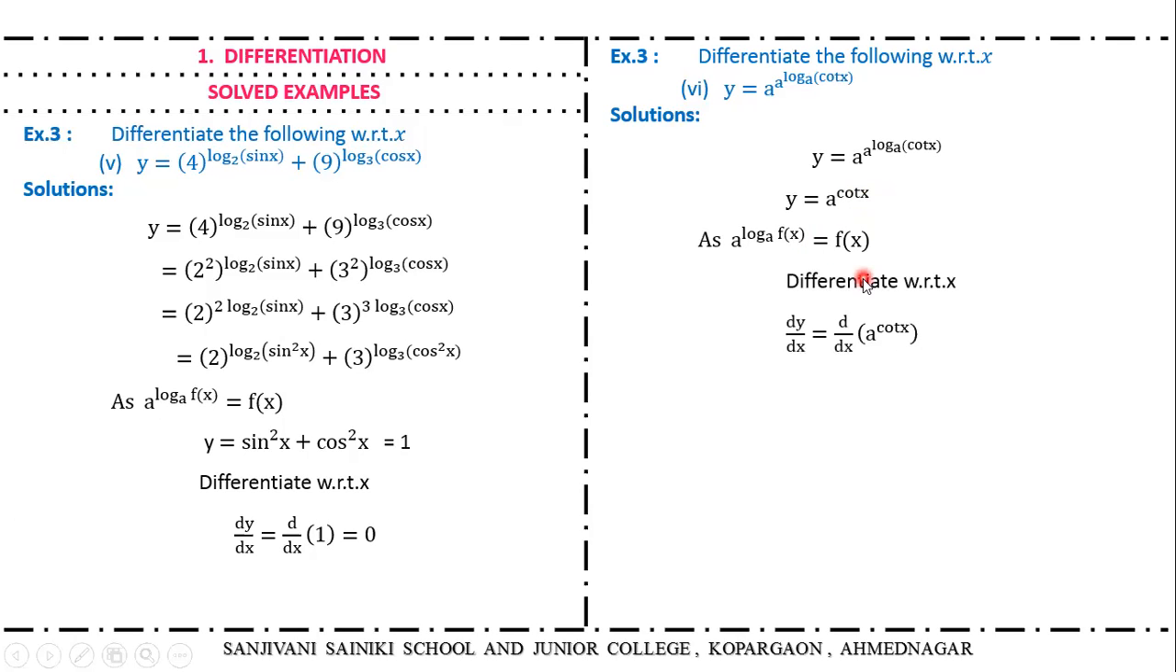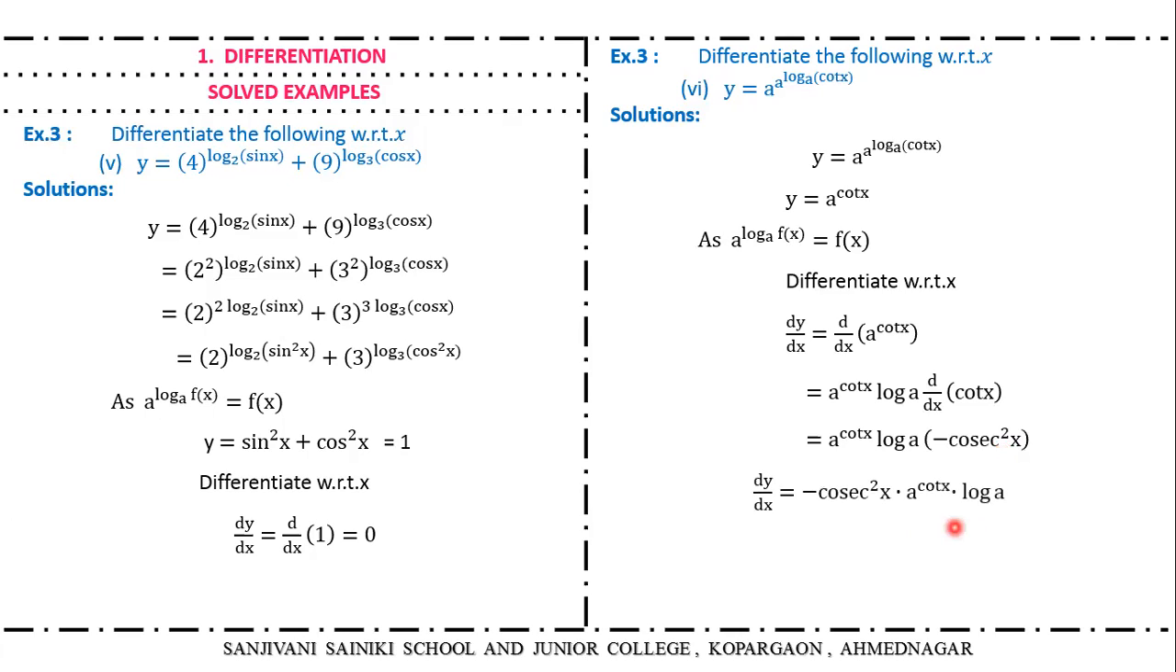So a raised to f of x, and the derivative of a raised to f of x is a raised to f of x, log of a, into d by dx of f of x. And d by dx of f of x, which is d by dx of cot x, is minus cosec square x. So the derivative is minus cosec square x into a raised to cot x into log a.